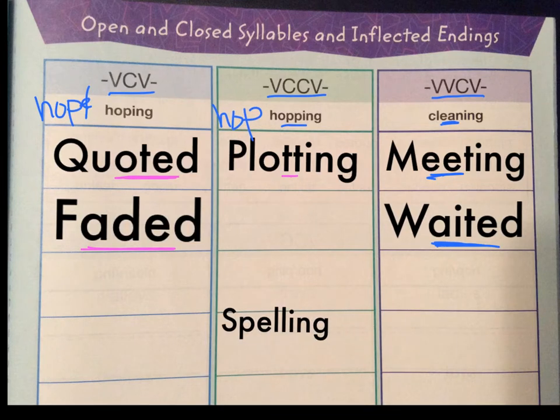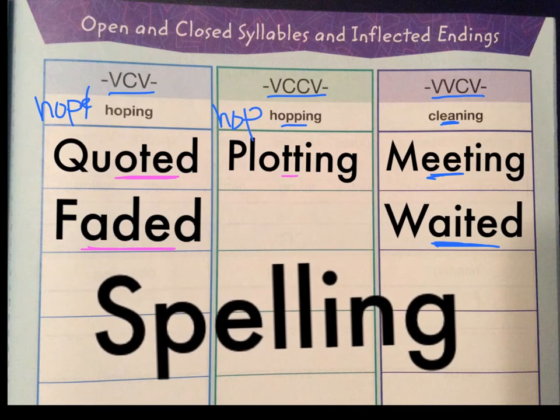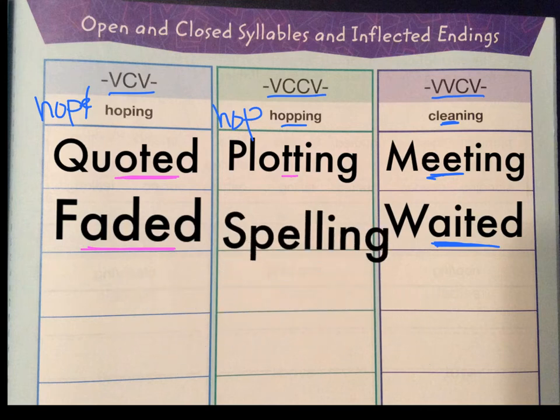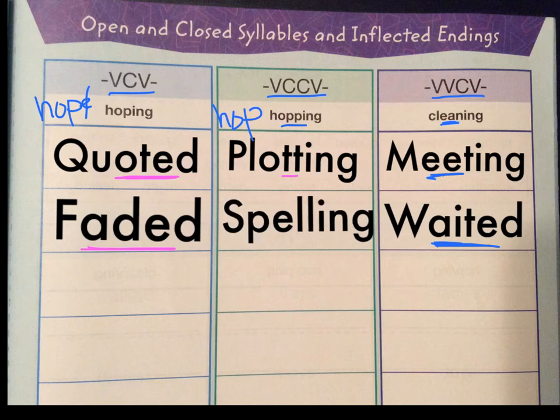All right, and the last word we're going to look at today is spelling. When we look at spelling, we can notice that it has the double L in it. Spelling has the double L. That tells us that spelling goes in the middle column. And when we look at it again, we have the vowel E, the double consonant LL, and the I to follow the vowel, consonant, consonant, vowel pattern.